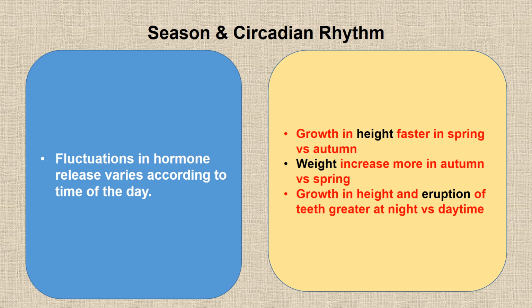Now, season and circadian rhythms. Fluctuation in hormone release varies according to the time of the day. This is known as a circadian rhythm. It is noted that growth in height is faster in spring as compared to autumn, whereas weight increases more in autumn compared to spring. It is also noted that growth in height and eruption of the teeth is greater at night as compared to daytime.